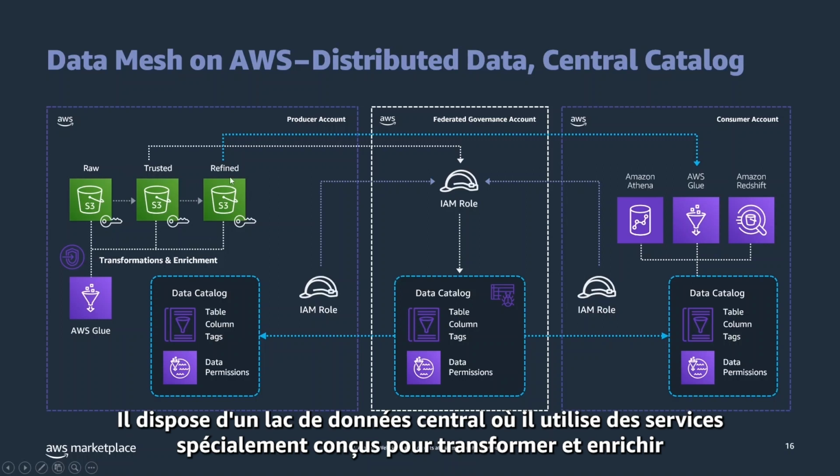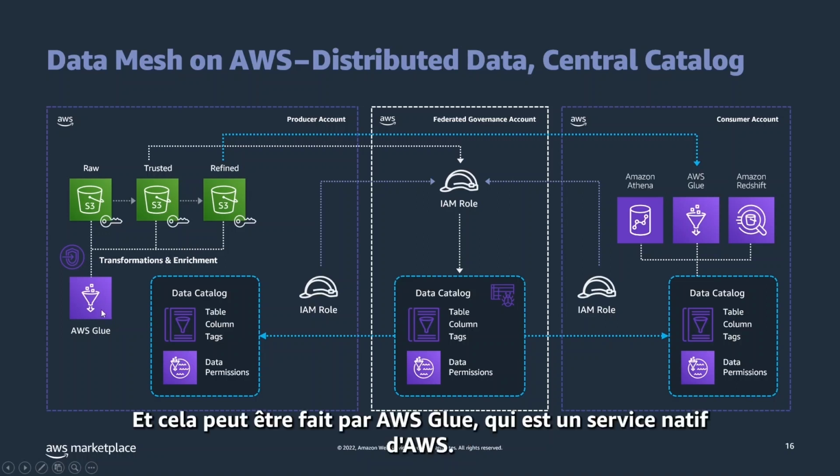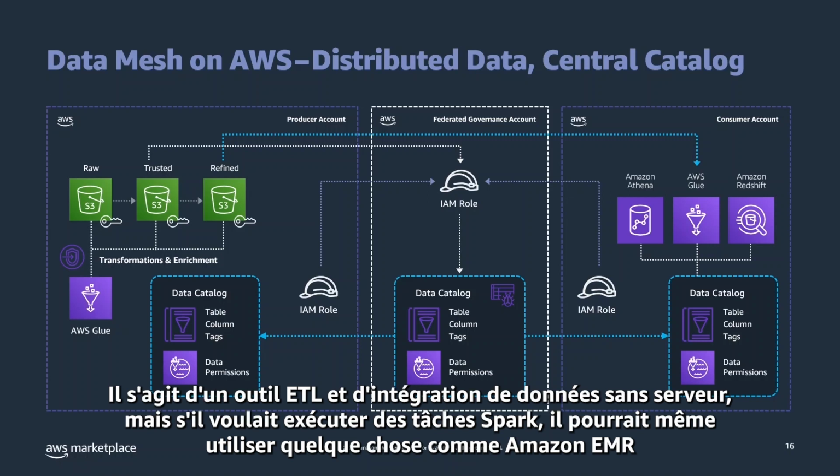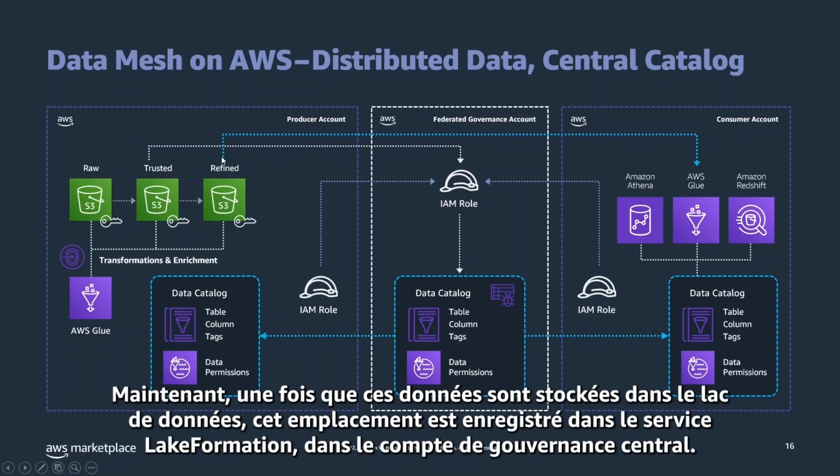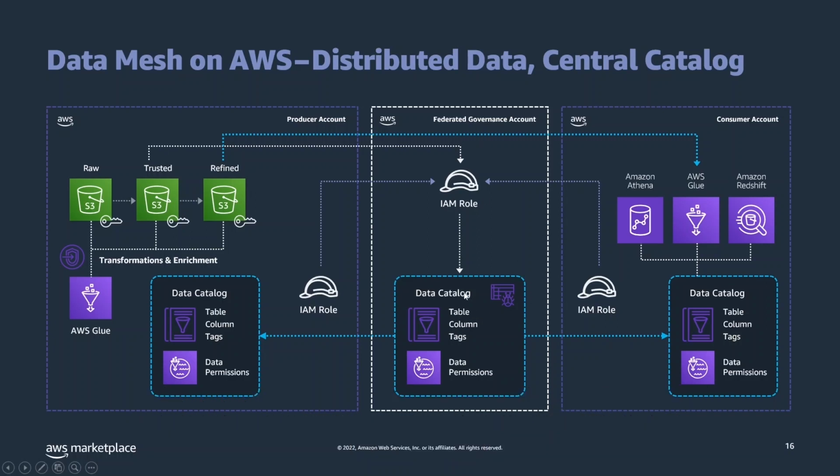They have a central data lake where they use purpose-built services to transform and enrich the data and store it in different layers. And this could be done by AWS Glue, which is an AWS native service. It is a serverless ETL and data integration tool. But if they wanted to run Spark jobs, they could even use something like Amazon EMR or a third-party solution like Databricks. Now, once the data is stored in the data lake, this location is registered in the Lake Formation service in the central governance account.